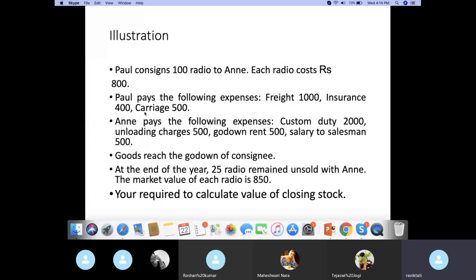Now there's a problem with Annie's expenses. You have to look at this and distinguish what are the direct expenses and what are the indirect expenses here. What are the direct expenses? What are the indirect expenses?